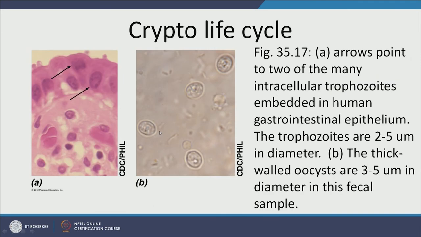And this is the crypto life cycle. It enters our epithelium and intestines, and it grows there. The trophozoites are nourished, and then when they are ready, they are secreted out in fecal matter, which is here. So in this fecal matter, you can see some really thick-walled oocysts, 4 of them.